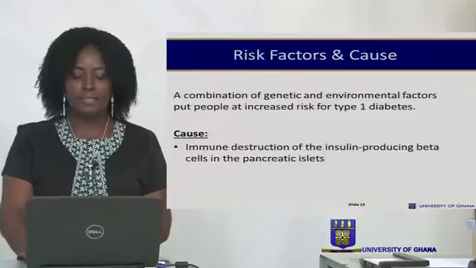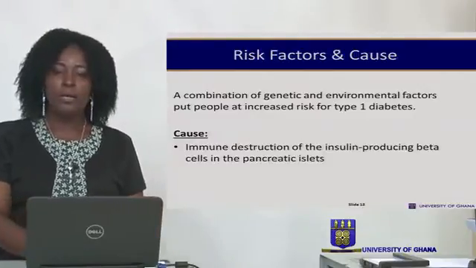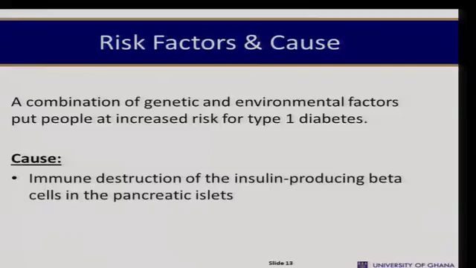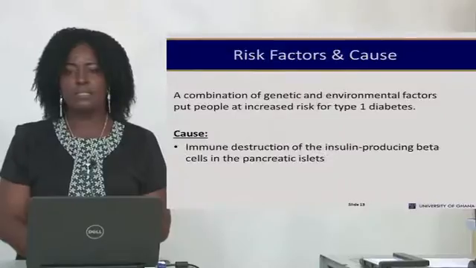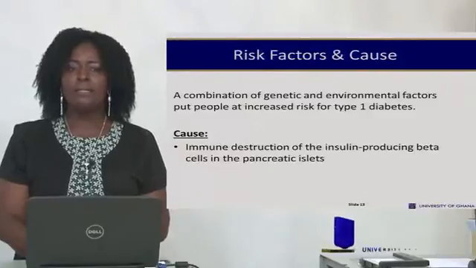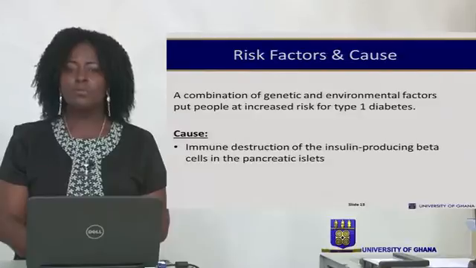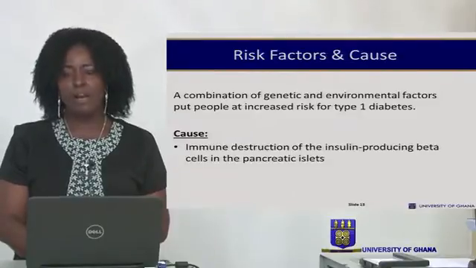These should prompt you to suspect the possibility of type 1 diabetes. So when we're looking at the cause, it is all a result of destruction of the islet cells of Langerhans in the pancreas. And this, most of the time, can be inherited or can be acquired as a result of some factors in the environment.